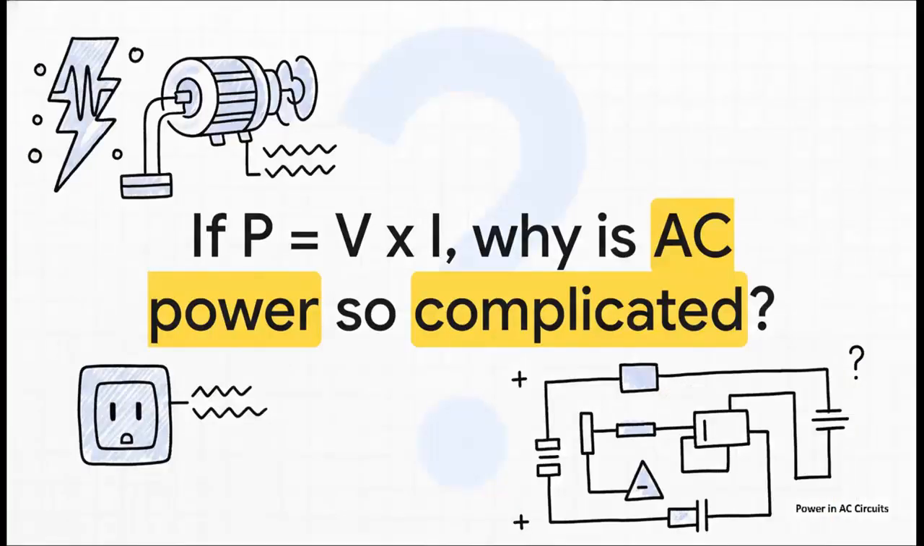You probably learned a simple formula back in school. Power equals volts times amps. Easy enough, right? So why is it that when it comes to the AC power in our homes and businesses, this neat little formula just completely falls apart? Well, that's the big puzzle we're here to solve today.